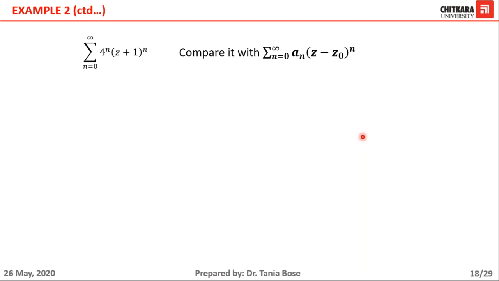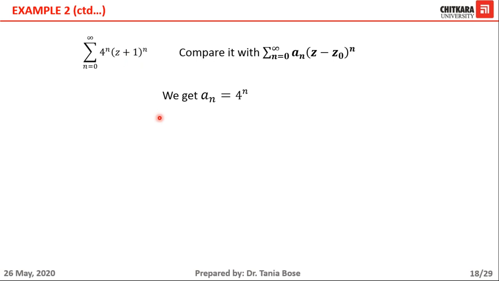When you compare it with a_n (z minus z naught) raised to power n, what is a_n? a_n comes out to be 4 to the power n. And what is z naught? z naught is minus 1, right? So z naught is required at the last step when we have to write the circle of convergence.